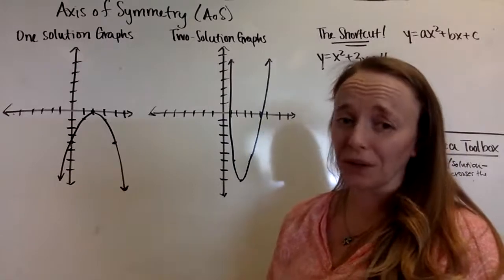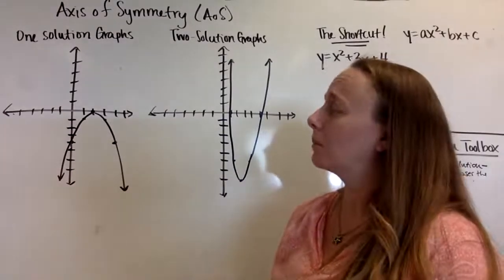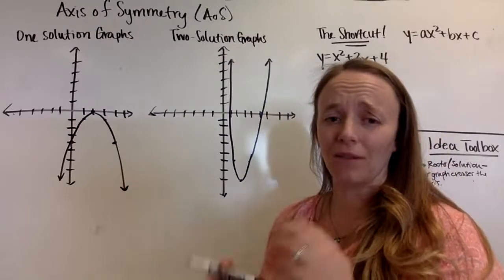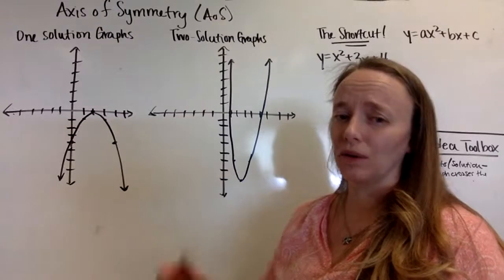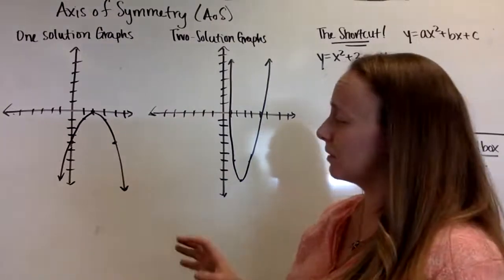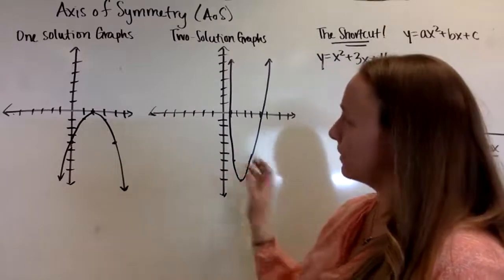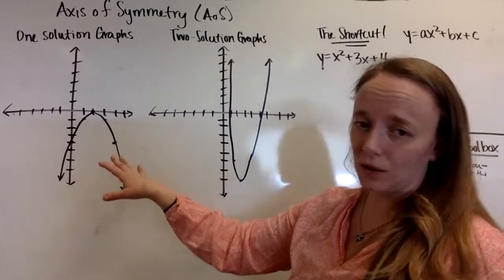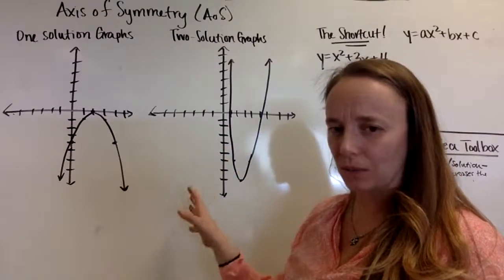Sometimes you have to work really hard to find that axis of symmetry if you're given an equation and you only have a tool of creating a table. That can be really, really difficult. So we're going to look for that shortcut to make our lives a little easier. Right now, we're going to start out with a couple of different graphs. We have two graphs here. One's a one solution graph, one's a two solution graph. And we're going to look at how we can use those graphs to help us out.